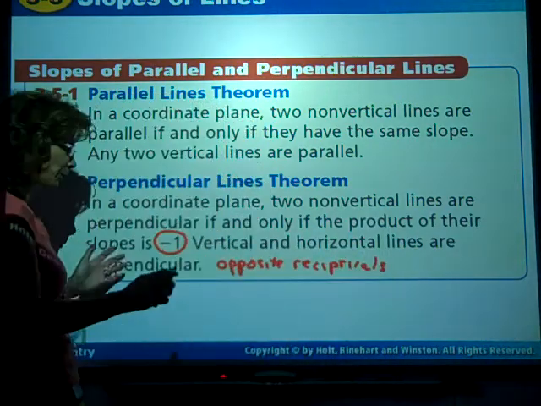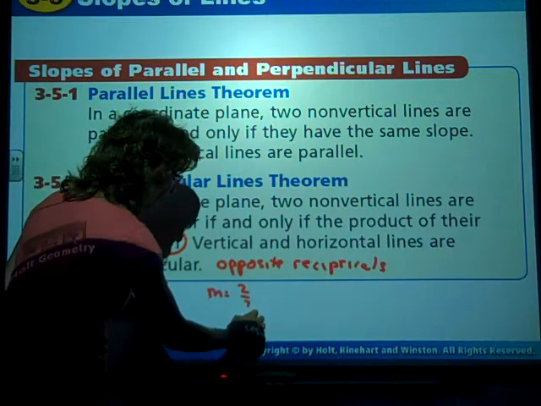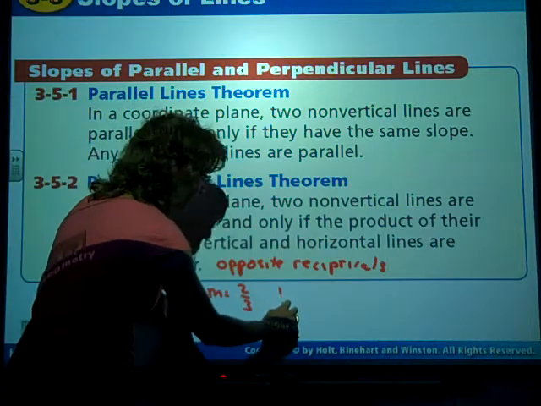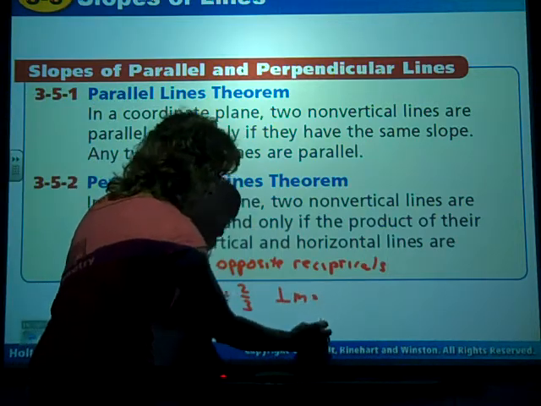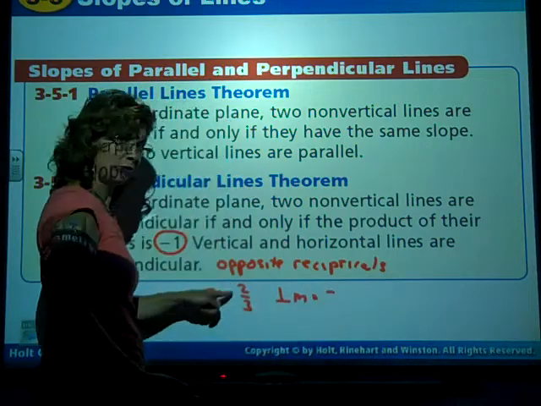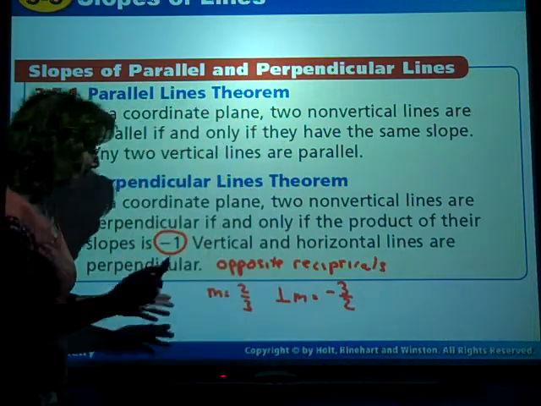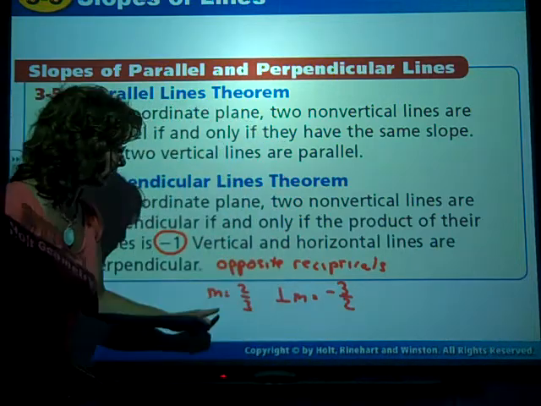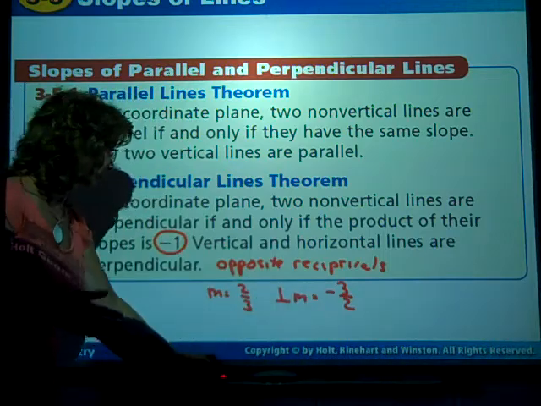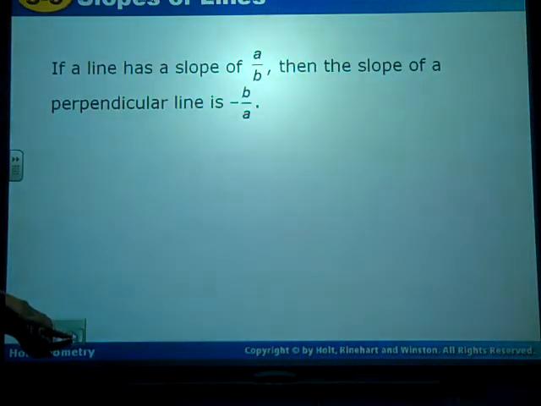And examples of perpendicular slopes: if the slope of one line was 2 over 3, it went up 2 units for every 3 to the right, then a perpendicular slope would be, let's make it the opposite sign, this is positive, we'll make it negative, and the reciprocal fraction would be 3 over 2. So these two slopes are opposite reciprocals, so any two lines with those two slopes would be perpendicular. Also vertical and horizontal slopes are perpendicular.